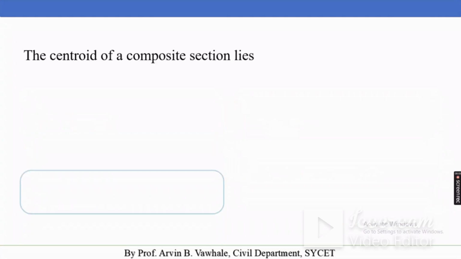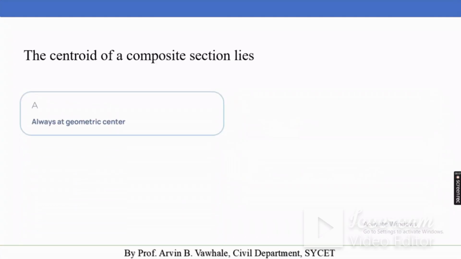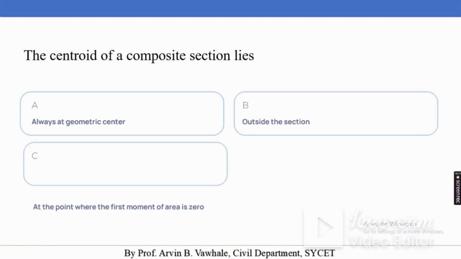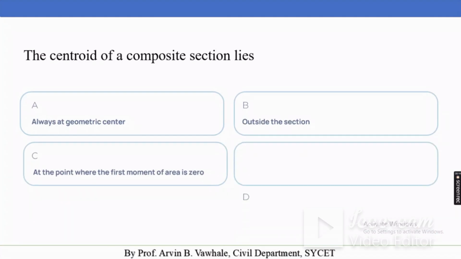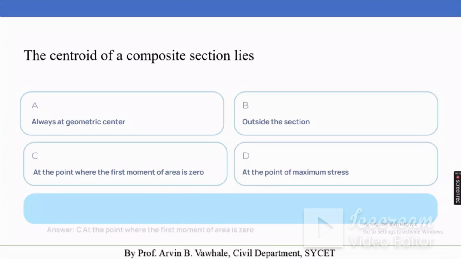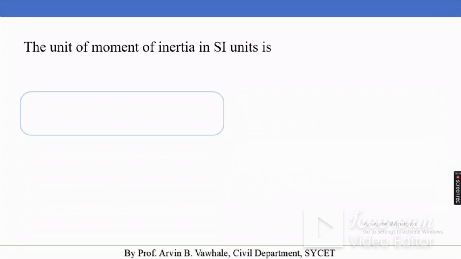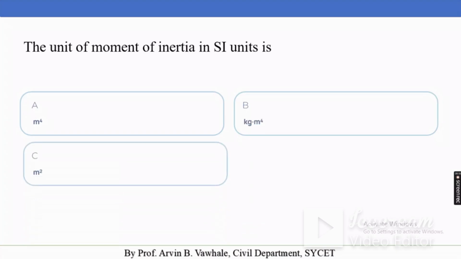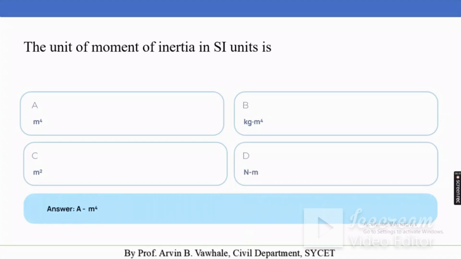13. The centroid of a composite section lies A, always at geometric center, B, outside the section, C, at the point where the first moment of area is 0, D, at the point of maximum stress. The answer is option C, at the point where the first moment of area is 0. 14. The unit of moment of inertia in SI units is A, meter raised to 4, B, centimeter raised to 4, C, meter raised to 2, D, Newton meter. The answer is option A, meter raised to 4.